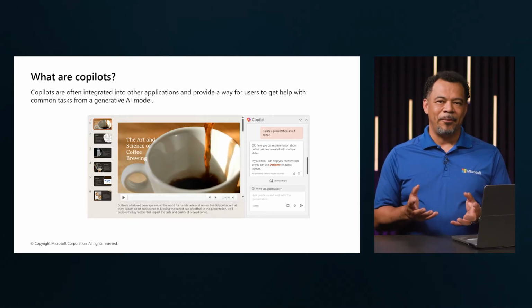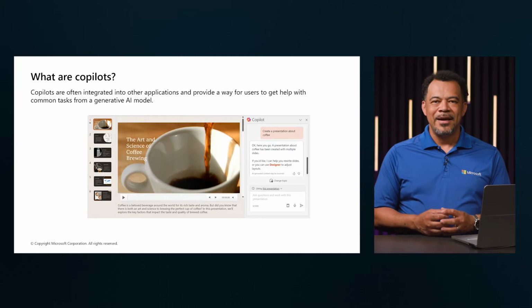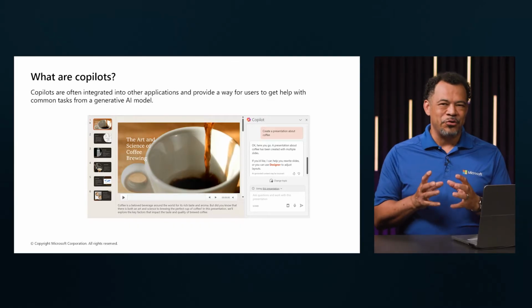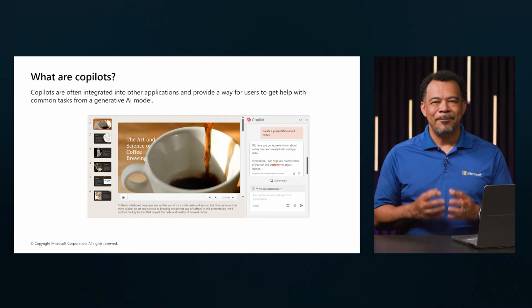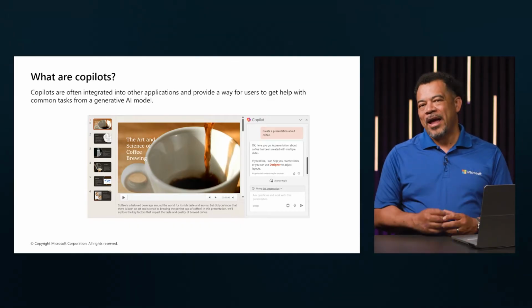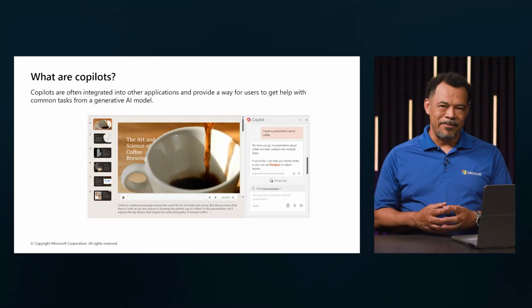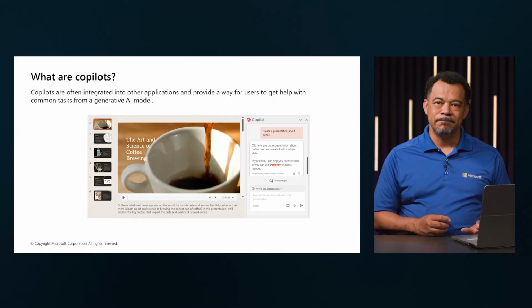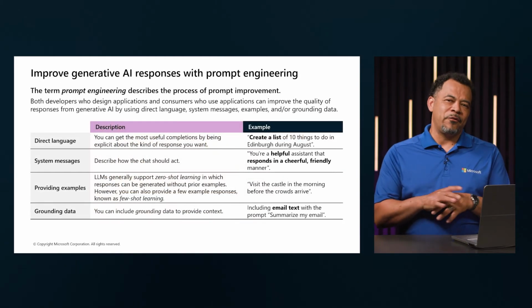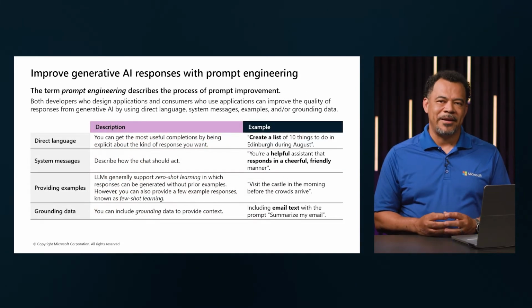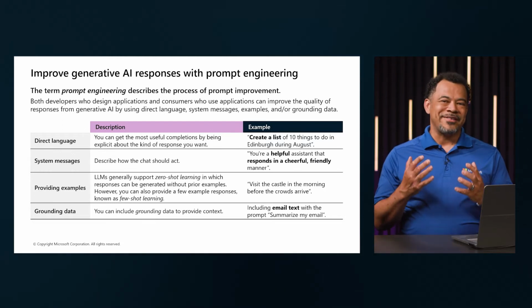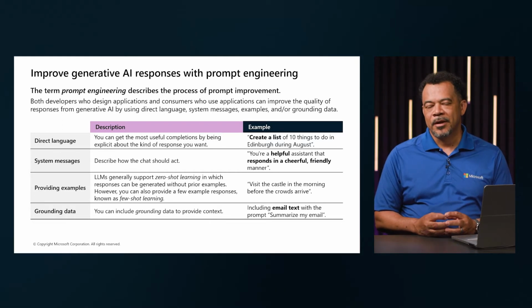Business users can use copilots to boost their productivity and creativity with AI-generated content. Copilots have the potential to revolutionize the way we work by helping with first drafts, information synthesis, strategic planning, and much, much more. The quality of responses that a generative AI application returns depends not only on the model itself, but on the types of prompts it's given.